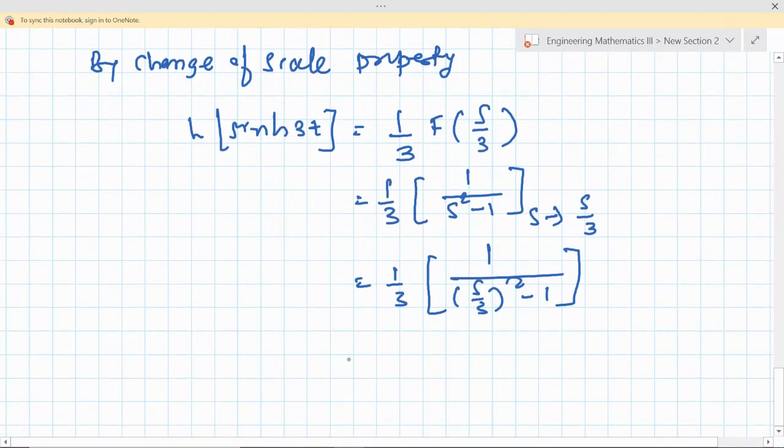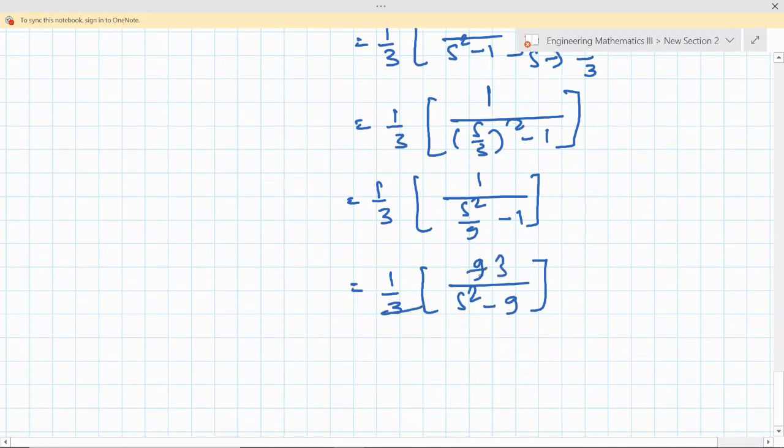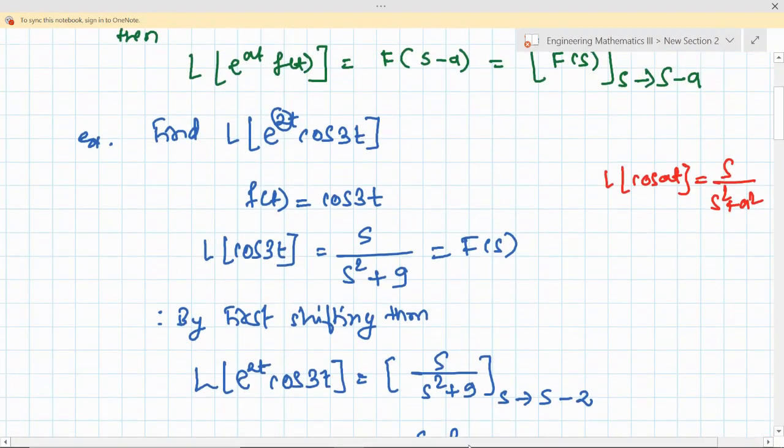And this is equal to 1 by 3. Just try to calculate this: 1 upon s square by 9 minus 1. And this is equal to what? 1 by 3 as it is, and if we simplify this, I'll get 9 divided by s square minus 9. And 3 threes are 9. My final answer is what? 3 divided by s square minus 9. So this is my Laplace transform of the given function with the help of the change of scale property. Hope you understand this.